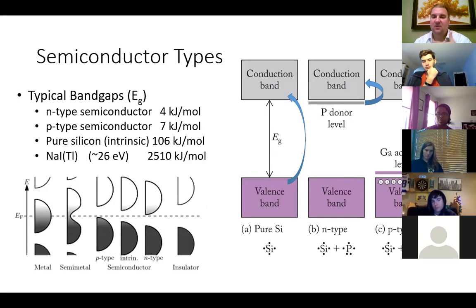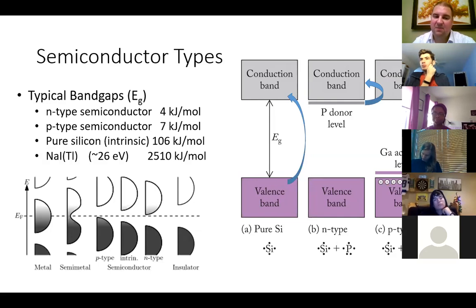What this means is that we have this terminology when we talk about things that dope into our materials, and it comes from semiconductor terminology. So an N-type semiconductor is going to have an electron-rich dopant. It's going to raise our donor level and bring our donor level up closer to the conduction band. So an N-type dopant is something like phosphorus, for instance.